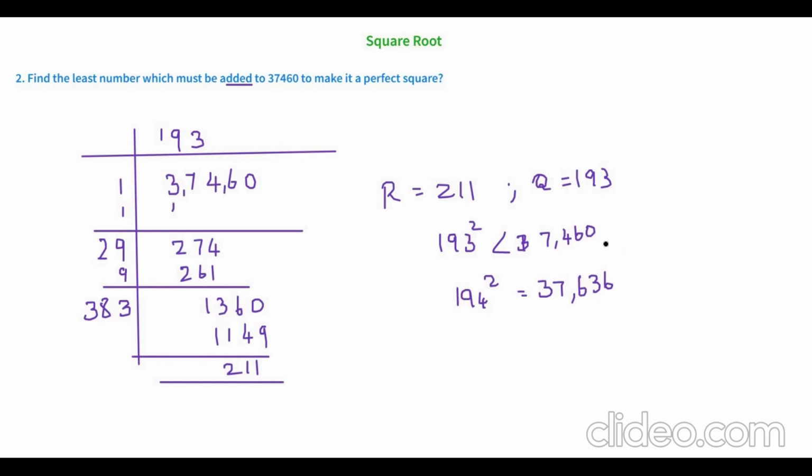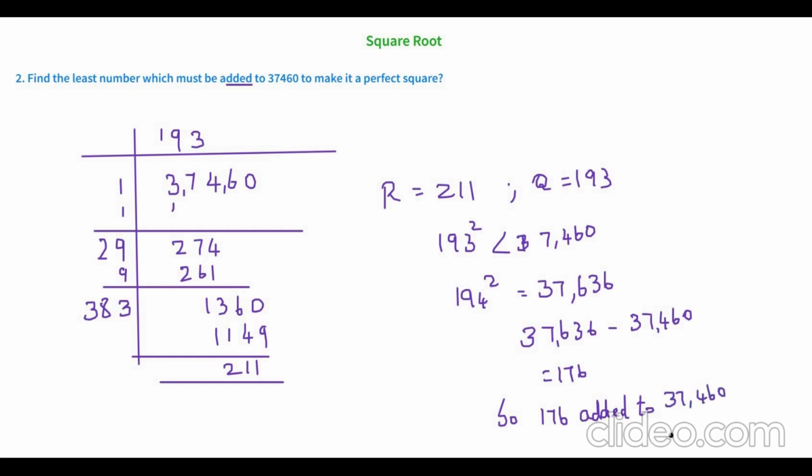So we have to make it this number. So we will see what is the difference between the number which is given, 37,460, and 37,636. So 37,636 minus 37,460. We will subtract these two. So when we subtract these two, we get 176. So 176 must be added to, what was the number given to us?